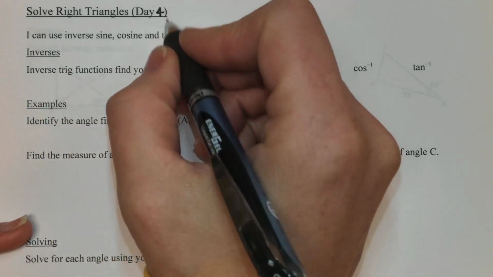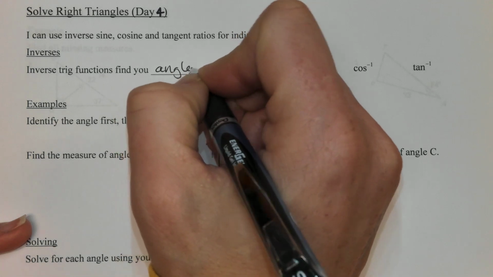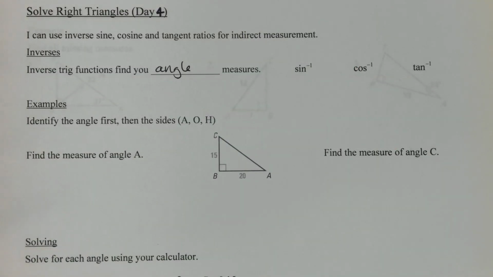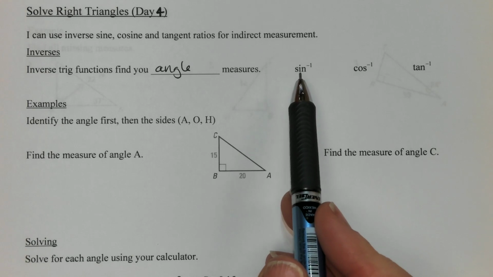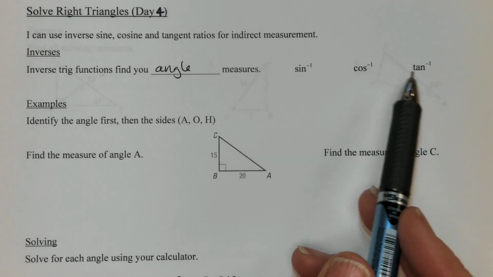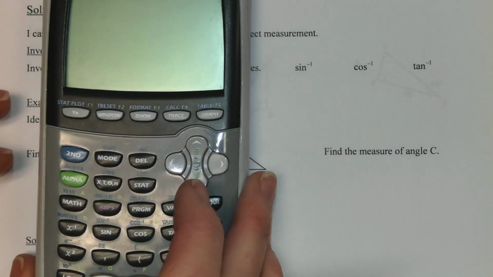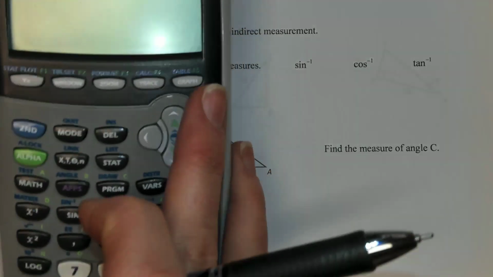So inverse trig functions find you angle measures. Before, in a triangle, you would have the angle measure, and we'd ask you to find sides. This time you're going to get sides, and we're going to ask you to find the angle measures. And they look like this: sine -1, cosine -1, tan -1, that's called the inverse. And you have a button for them, all the calculators do.